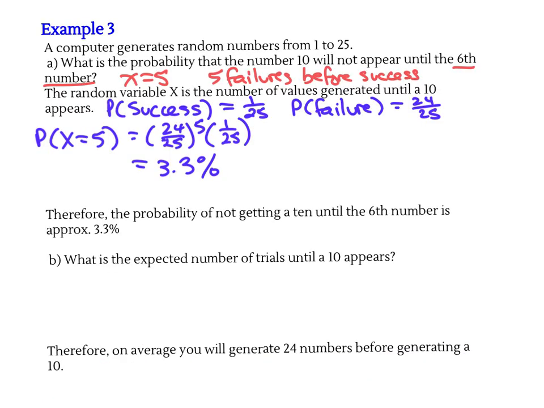So what is the expected number of trials until 10 appears? Remember, that's the probability of failure over the probability of success. So I would expect to have 24 trials before I have a success, because I only have a 1 in 25 chance of success. So the expected value is that I'd have to generate 24 numbers before I would generate a 10.